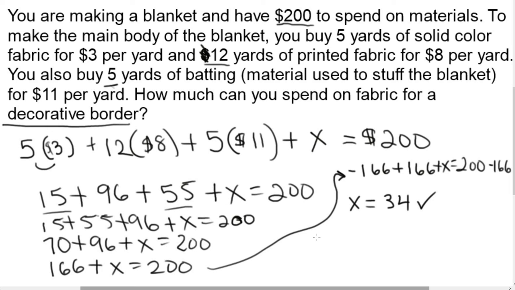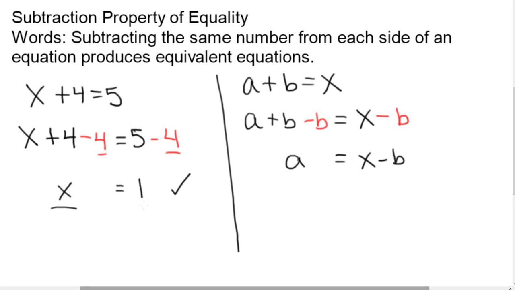I'll leave you to check that. That should equal 200. So what have we learned? We learned that we can use the subtraction property of equality. Subtraction property of equality says subtracting the same number from each side of an equation produces equivalent equations. We can do that with numbers or with algebra.